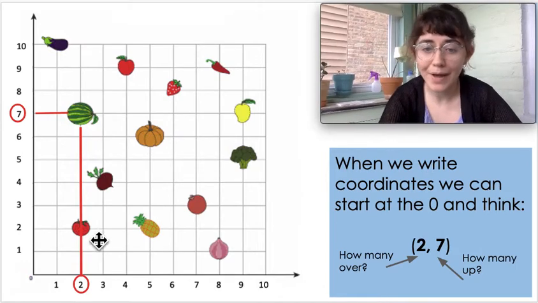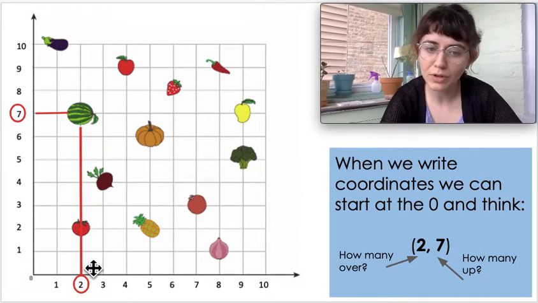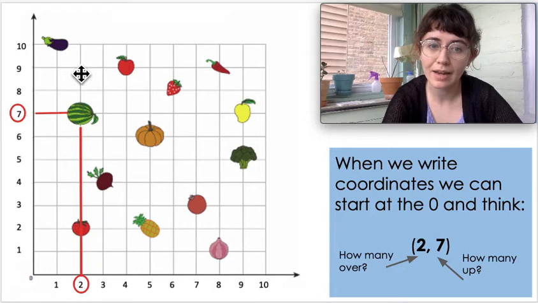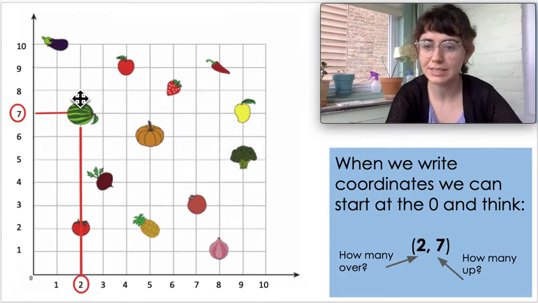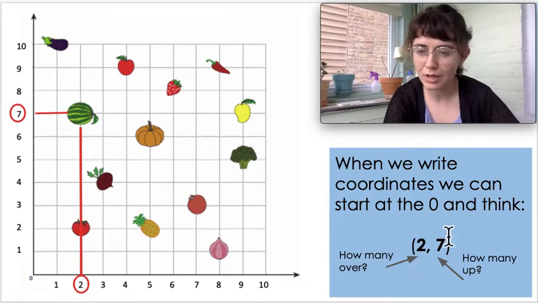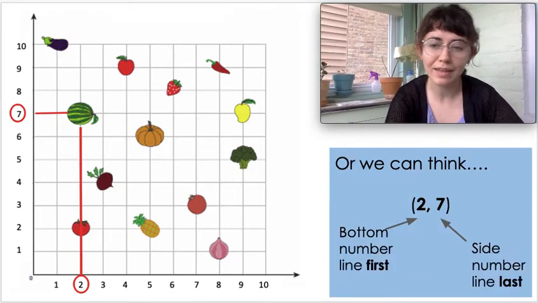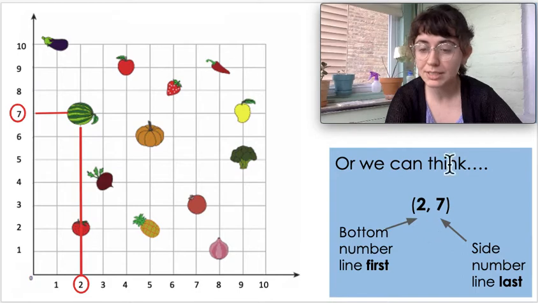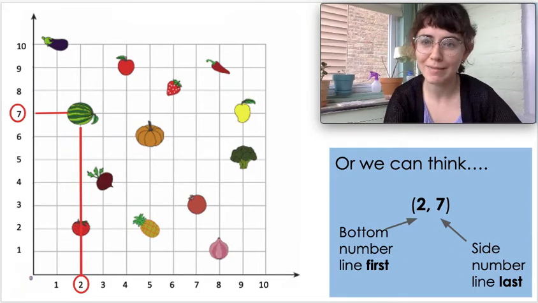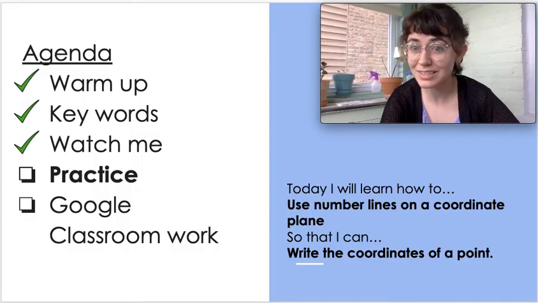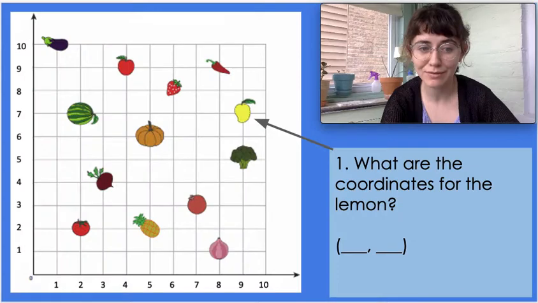So we can think about how many did we have to walk over starting at 0, and then how many did we have to walk up. So we took 2 steps over, 7 steps up, so we'd write 2, 7. Or we can think bottom number line first, side number line last. So bottom number line was 2, side number line was 7. All right, let's do it and find some more point coordinates for these fruits and vegetables.